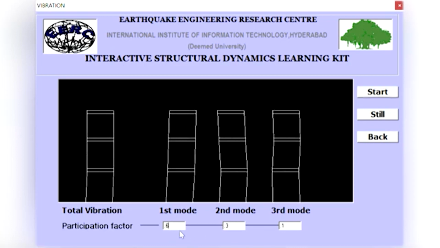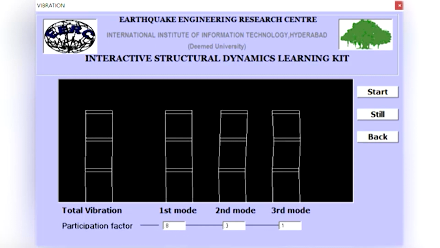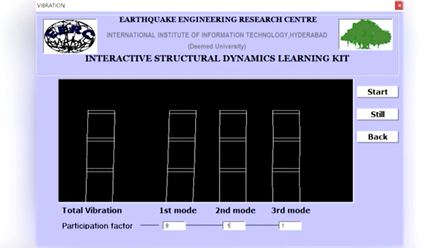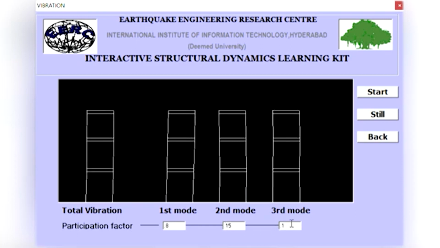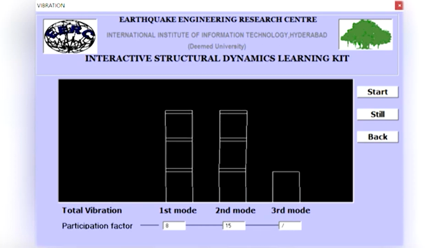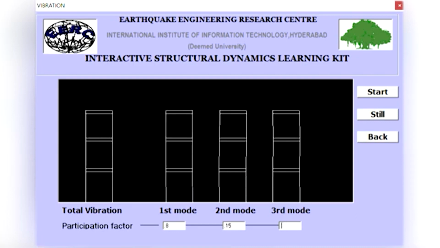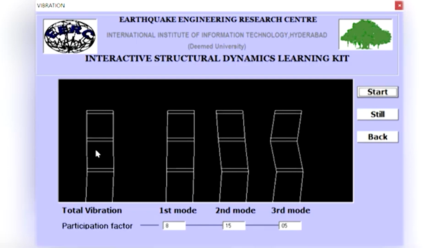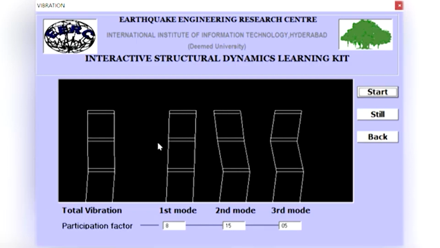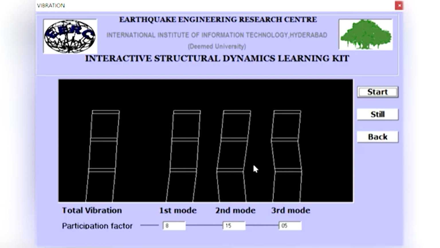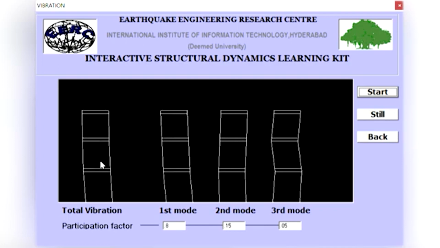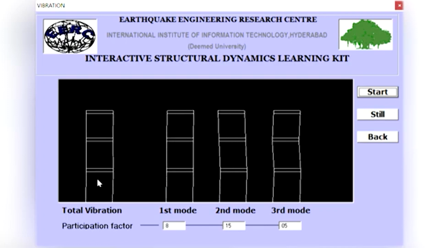Sometimes it happens that the first mode itself is dominating. Maybe the second mode is only 15%, that is 0.15, and the third mode is only 5%, that is 0.05. Now if we look at it, the first mode and the total response are almost matching. Even though the second mode and third mode are present, they are less contributing or dominating the overall response.